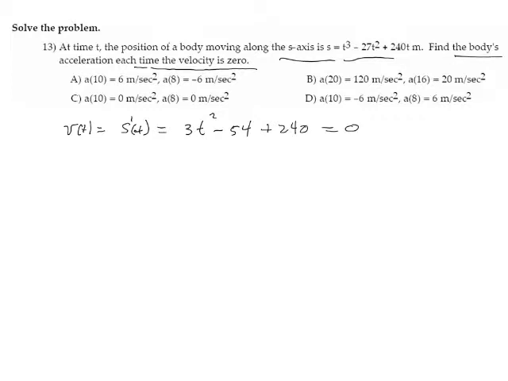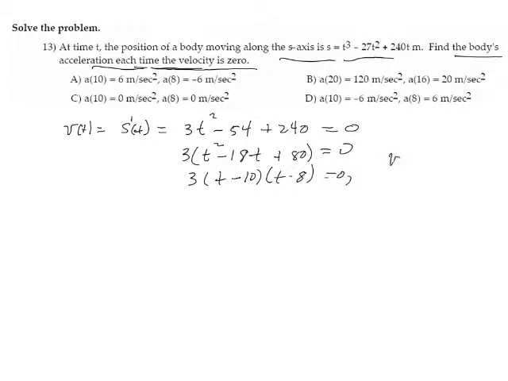Now we want to find the body's acceleration each time the velocity is 0, so we need to find the times that make the velocity 0, factoring a 3 out of this expression. We get 3 times t squared minus 18t plus 80 equal to 0, and we get 3 times t minus 10 times t minus 8 equals 0. So the velocity equals 0 at t equal 10 and t equal 8. So let's go find the acceleration at these two times.